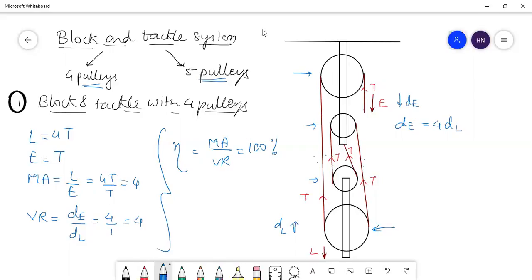Is it clear? Because the diagram is more important. You can just copy it down.